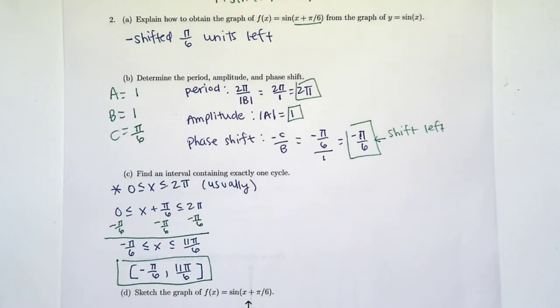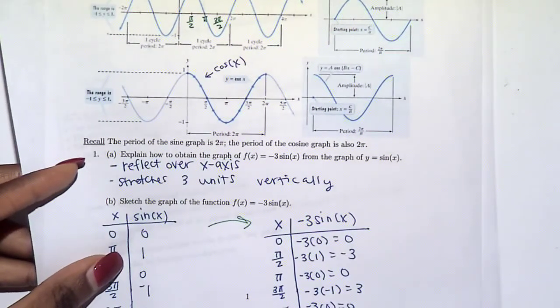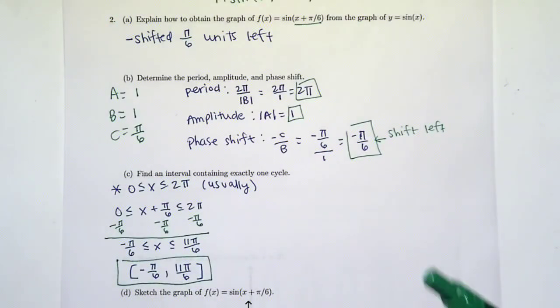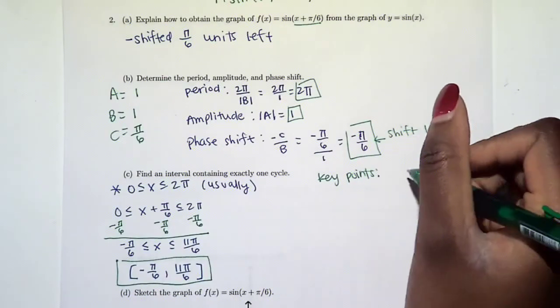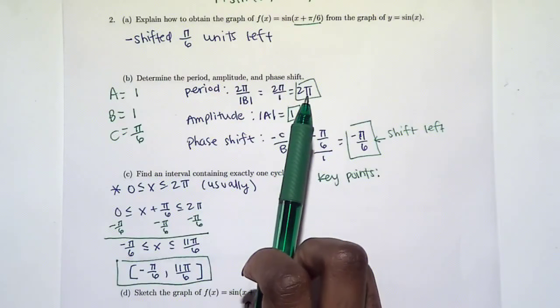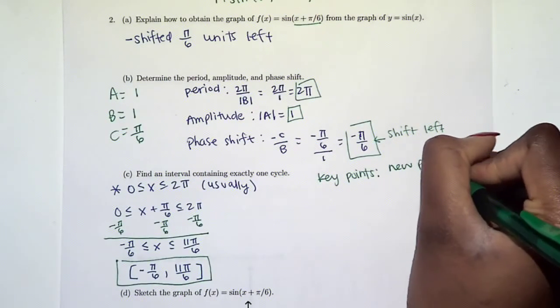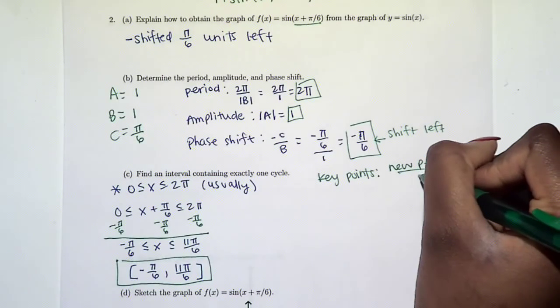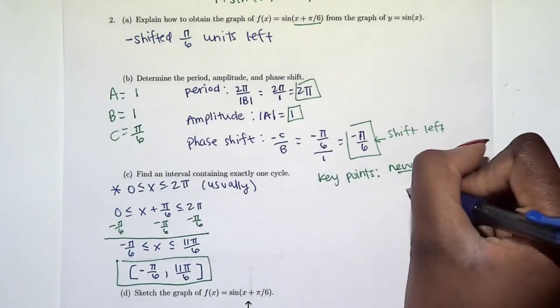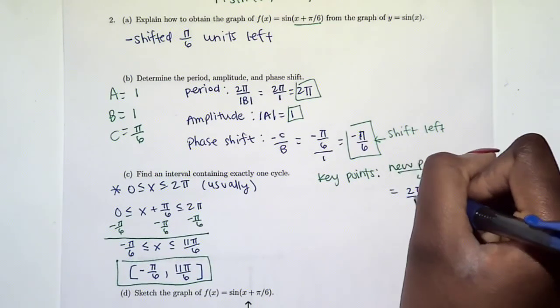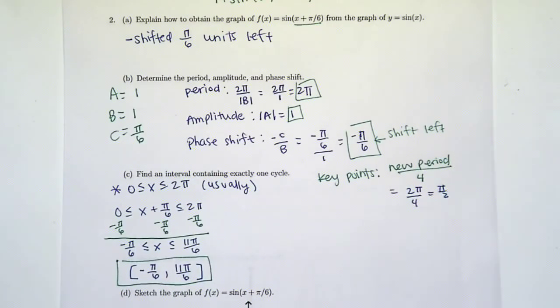The second thing that I want to do with this interval is to create key points. Just like we did here, we found 5 points on our graph. That's exactly what we're going to do now. To find our key points, we're going to take the new period, which this one is still 2 pi, but in other problems it can be different, and divide it by 4. That's how we're going to get our 5 key points. So our period is 2 pi. Divide by 4, that's pi over 2. And that is going to help us do our key points.